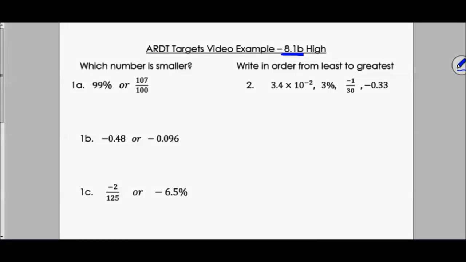So here in the first one, we're looking for which one's smaller. First thing we need to do is just change those to the same form. They need to look the same so that we can compare them easily. Some people like to change them to percents. That's fine if you want to do that.